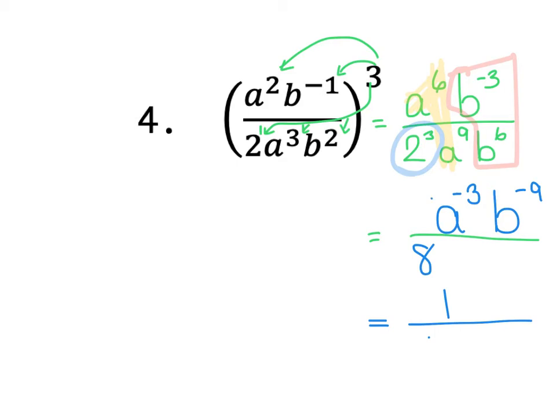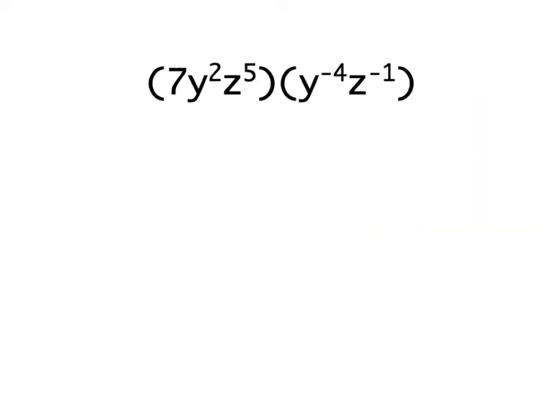And where did 1 come from? Because the coefficient's always understood to be 1. 1 over 8a cubed b to the 9th. Again, not the only way to do this problem, but one possible way. In the next one, again, pause the video. Check your answer when you're finished.